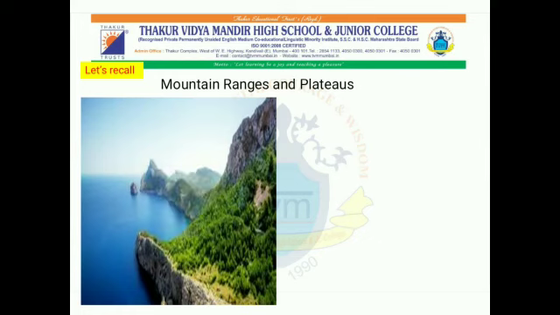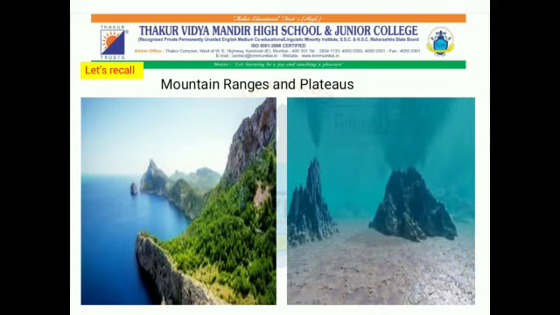What are mountain ranges? The hills and mountains found on the ocean bed are called submerged hills and mountains, as you can see in this picture. These hills are hundreds of kilometers wide and thousands of kilometers long. The peaks of some of the submerged hills come above the sea. They are visible to us as marine islands. The summits of marine islands are flat and extensive, and they are called submarine plateaus, as you can see in the second picture.